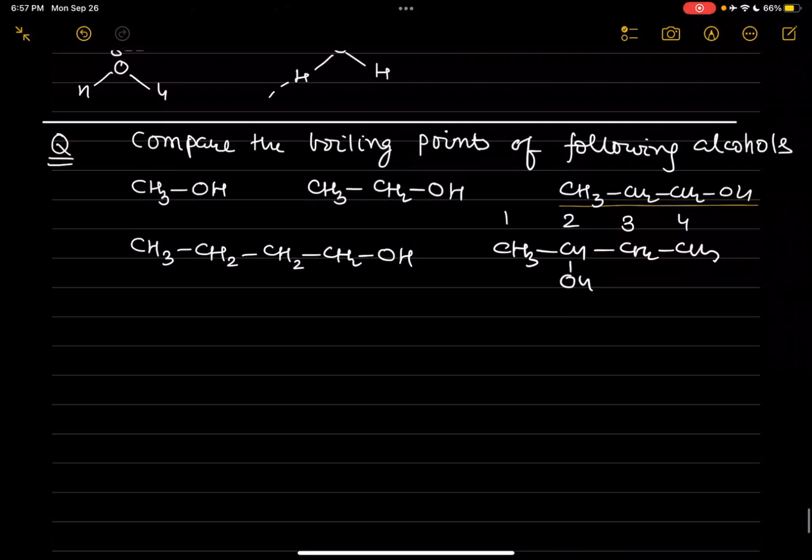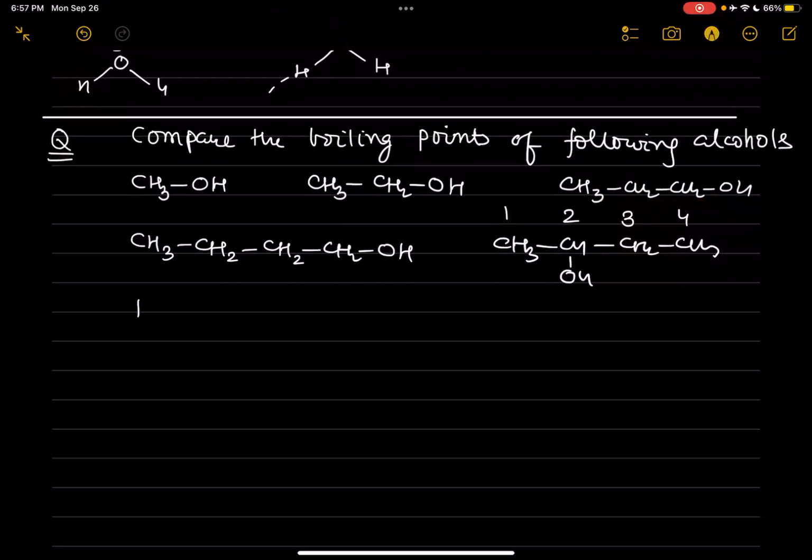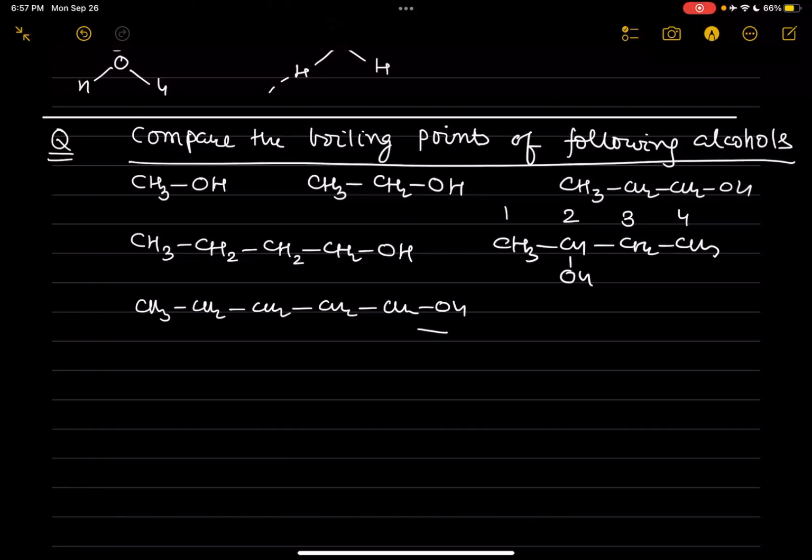And the next one is pentanol. Pentanol has 5 carbon atoms. So what's going to be the increasing order of the boiling point, meaning where you need to put more heat to evaporate them? Is it clear? So all are alcohols. It is not like it is water.